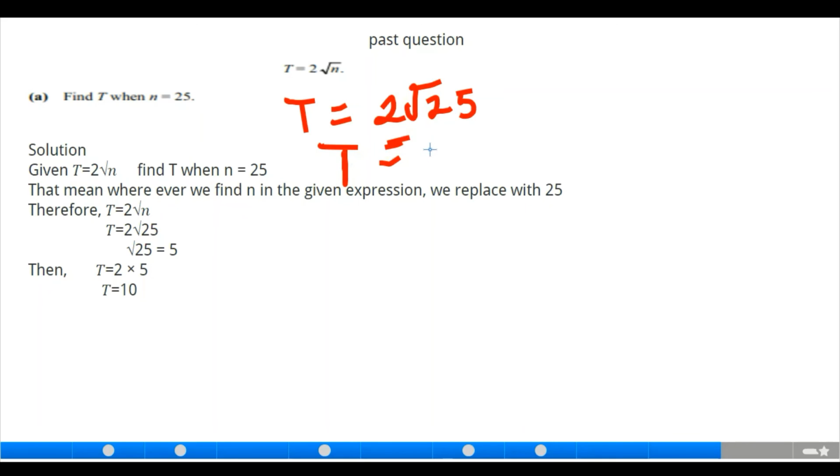That is, you are multiplying 5 in 2 places. 5 multiplied by 5 will give us 25. Remember, it's going to be multiplied because we have an invisible multiplication here. Root 25 is 5. So t equals, what is 2 times 5? 2 times 5 will give us 10. And that is the solution to the problem that we have there.